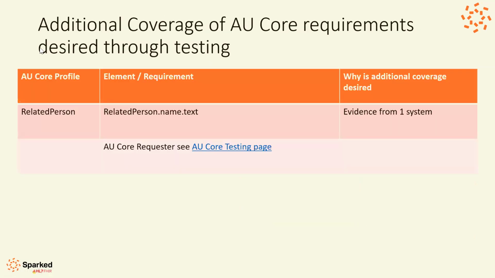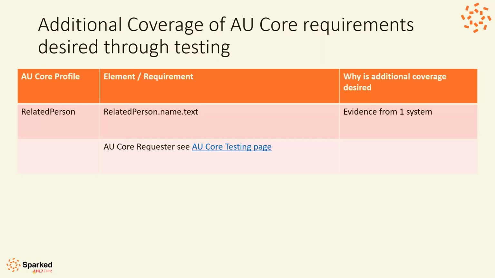So here's where we want more coverage. It was related person name text. That was interesting. We only had 1 system, I think, Landon, that was best practice, that had any data with related person name text in it. Everyone else had name.given or name.family that was being tested. So we need to look at whether this is actually something that is common, that is minimum, that we need to keep supporting and get track back evidence from that.